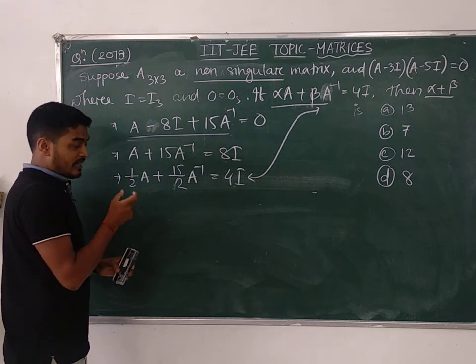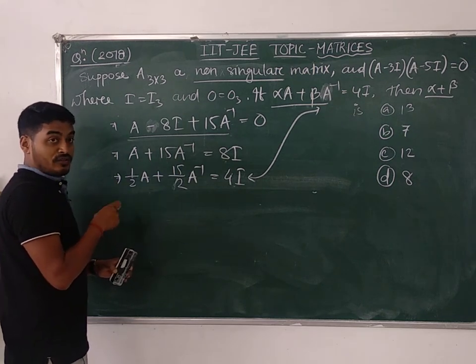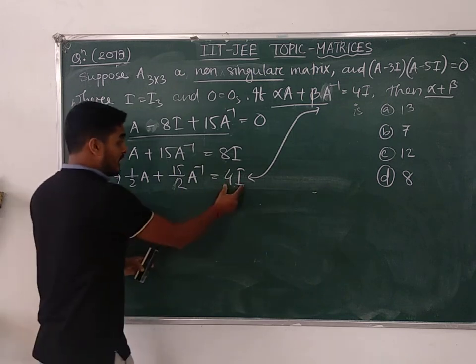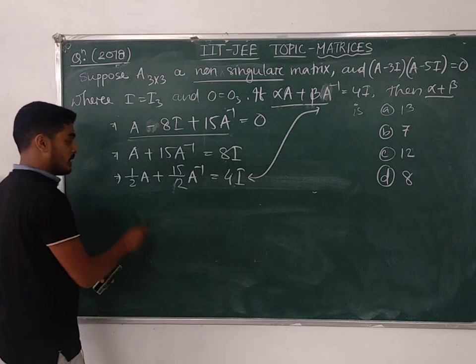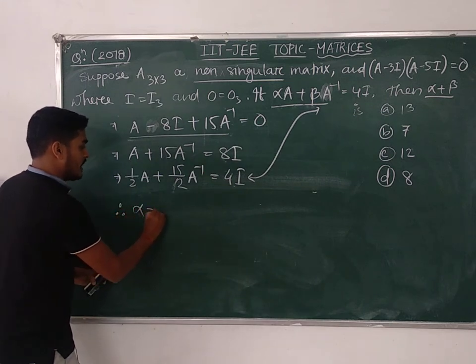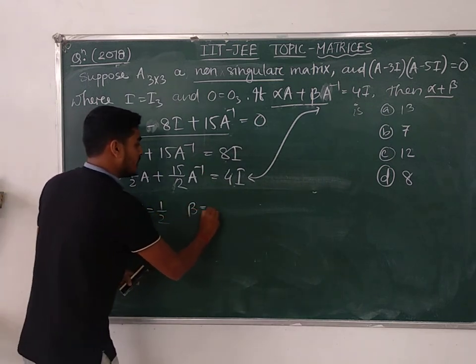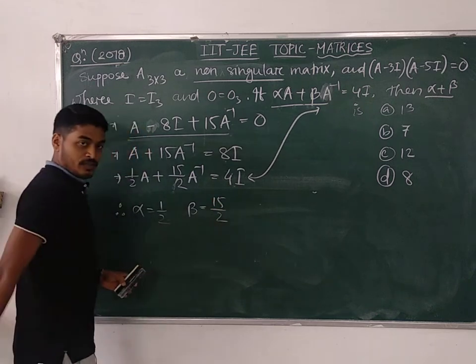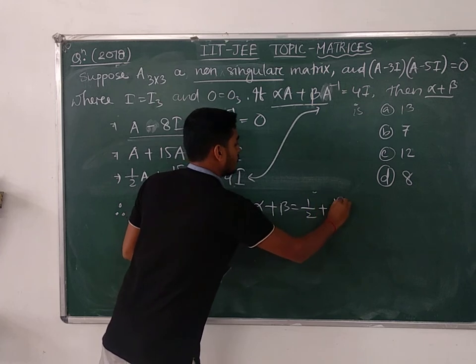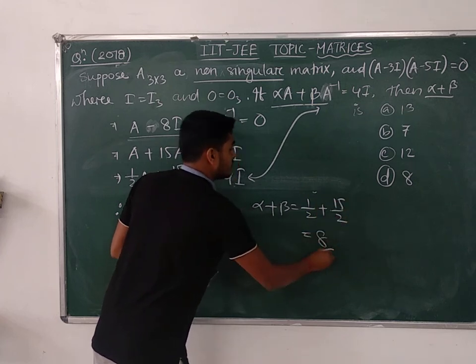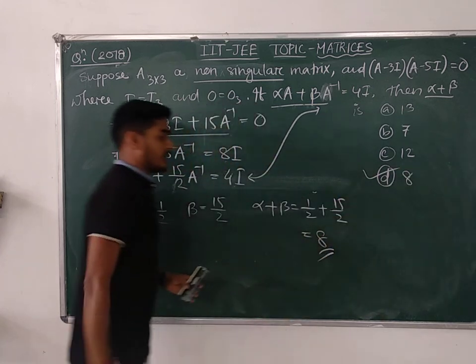A matrix cannot be equal to two different matrices at the same moment. That means these two expressions must be equal. Therefore, what is the value of alpha? Alpha is equal to half and beta is equal to 15 by 2. So what is the value of alpha plus beta? Alpha plus beta is equal to half plus 15 by 2, which is equal to 8. Which option is correct? Obviously, option D is correct.